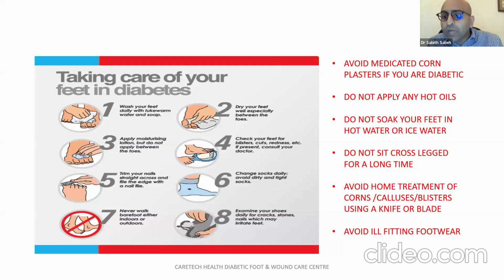Avoid medicated corn plasters. If you're a diabetic, do not apply any hot oils. Do not soak your feet in hot water or ice water, right? That is also another common thing because of the neuropathy. They try to use extreme temperatures. Do not sit cross-legged for a long time. Avoid home treatments of corns and calluses and blisters as well, using a knife or blade. The only thing we tell them is, you can use a pumice stone if you like to get rid of the dead skin, right?